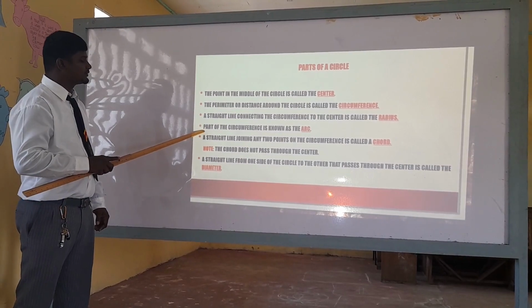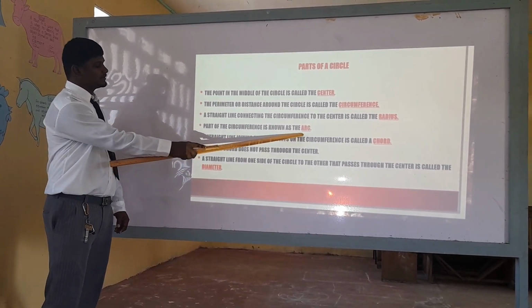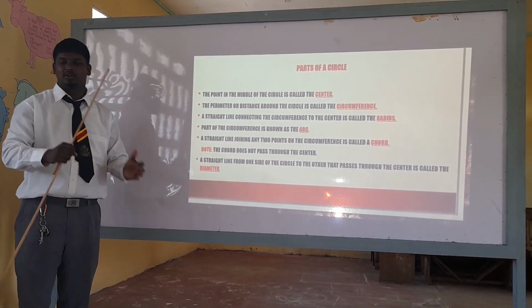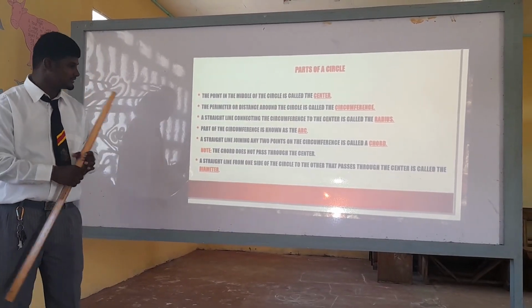Let's have someone read this one here. The part of the circumference is known as the arc. Very good. Give them a round of applause. Round of applause for John.